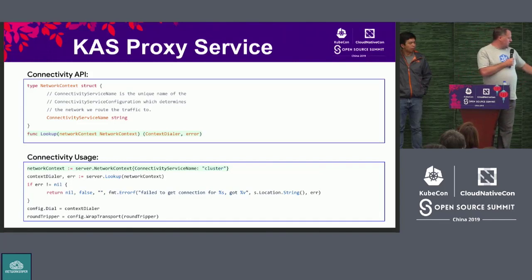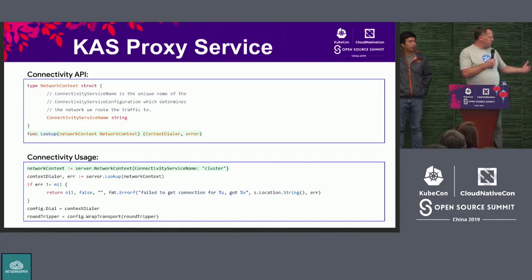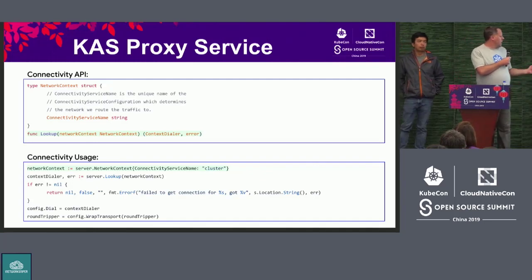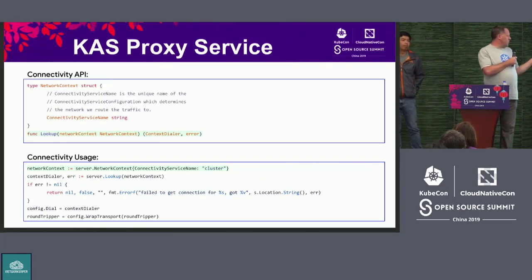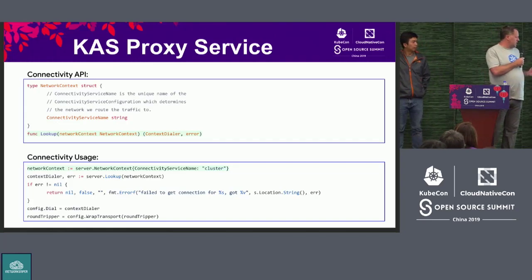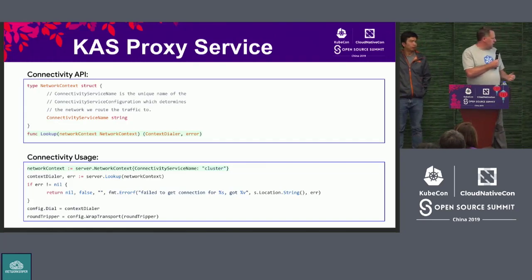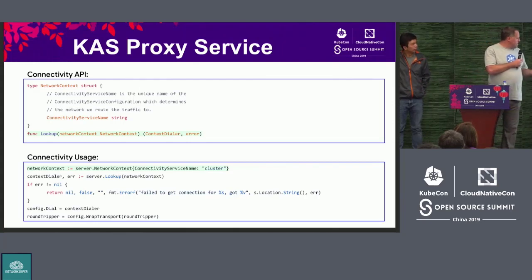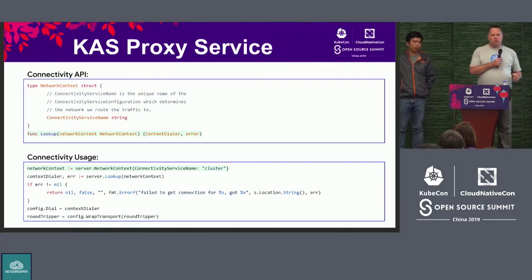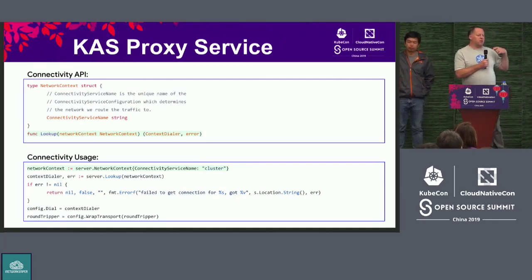And then for the concrete usage, whether this is a log call or a webhook call, at the appropriate place, you'd set up your context saying, hey, I need to talk to the cluster. Do the lookup. You get back your context dialer or an error, hopefully not. And then you're going to do a wrap transport to get back the transport that uses that dialer to actually forward the traffic.